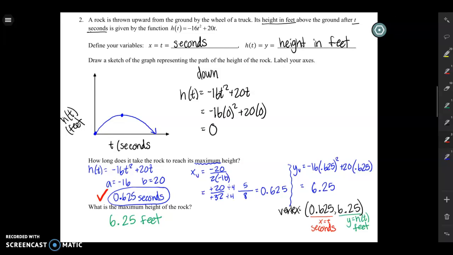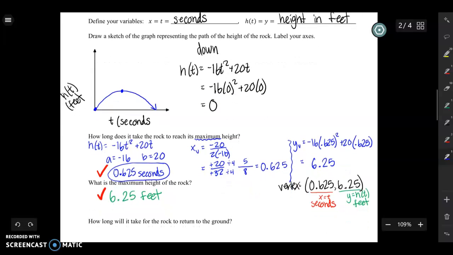And then we got that the maximum height of the rock is 6.25 feet. So that means it's about as tall as a tall guy, right? That seems about right. It's a truck, so I assume it's big. It's got a lot of power, so I could see a truck flipping up a rock to be about as tall as a guy. Okay.